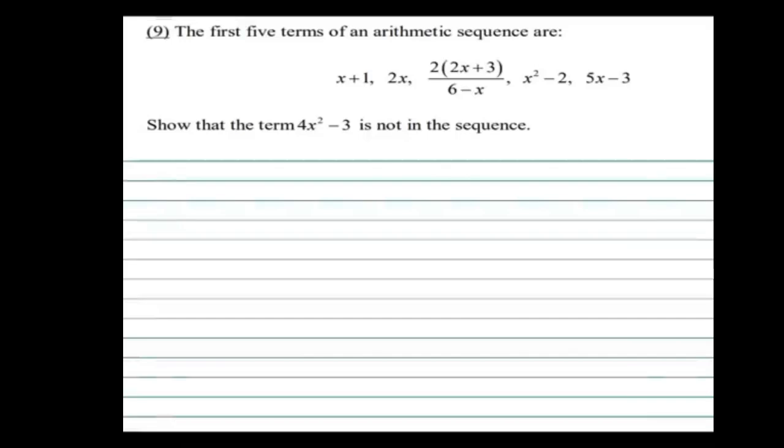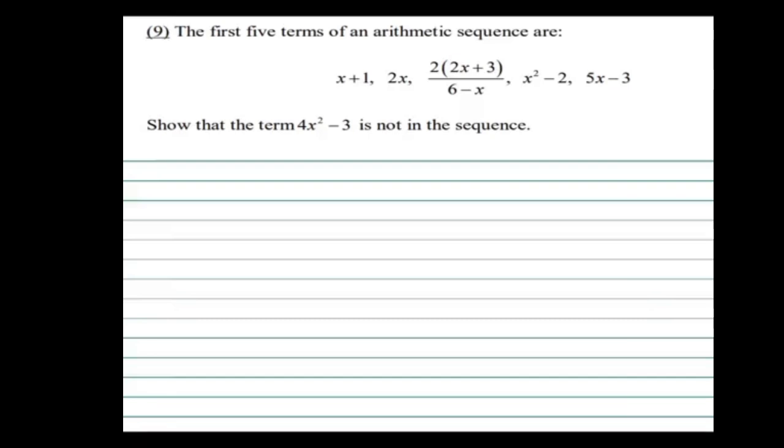Let's have a look at this problem. The first 5 terms of an arithmetic sequence are x plus 1, 2x, a fraction with numerator 2 multiplying 2x plus 3 and denominator 6 minus x squared minus 2, and 5x minus 3. We are told to show that the term 4x squared minus 3 is not in the sequence.